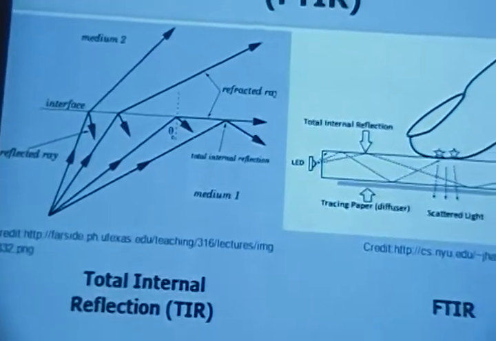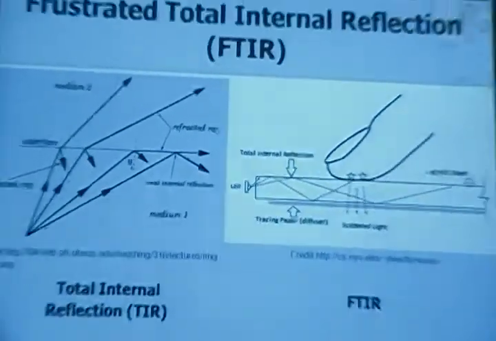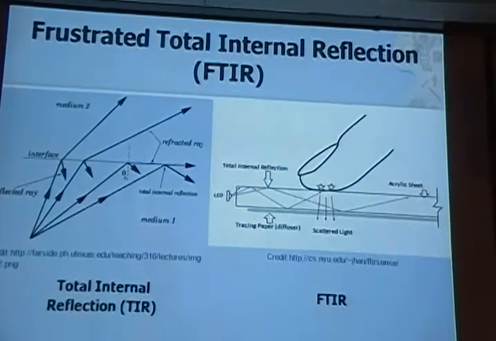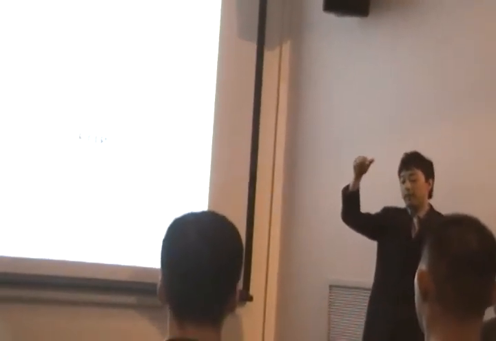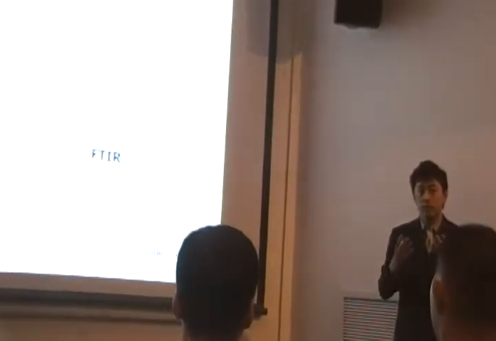Okay, and the reason why it's called frustrated is that the person who invented this had a perspective that the finger touch upsets the total internal reflection in a way that the touch makes the light go out of the viewer, not toward the viewer.